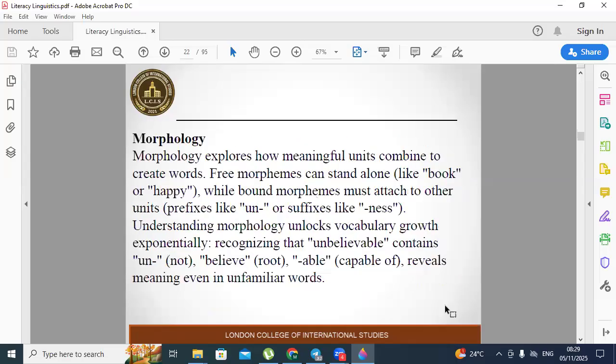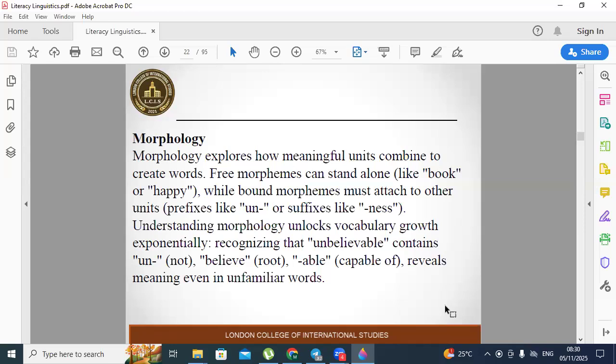Morphology introduction. Let's turn to morphology, which explores how meaningful units combine to create words. Morphology is perhaps the most underutilized area of linguistic knowledge in literacy instruction. Yet, it's incredibly powerful. First, let's clarify terminology.